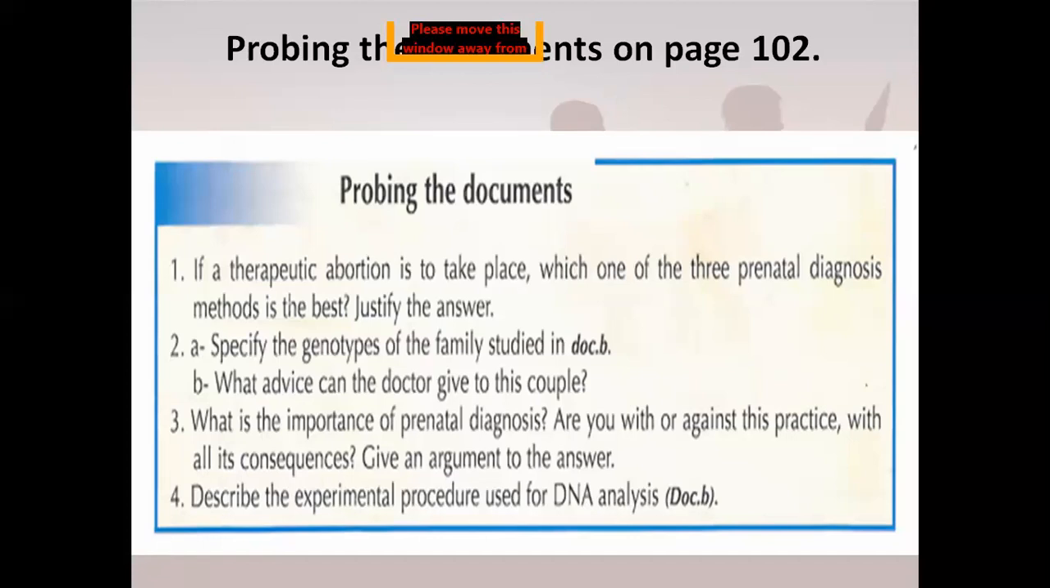Okay? So it's if a therapeutic abortion is said to take place, which one of the three prenatal diagnoses is the best? Justify your answer. This is the first question. Part two, we want to specify the genotype of the family studied in document B. Part B, what advice can the doctor give to this couple?